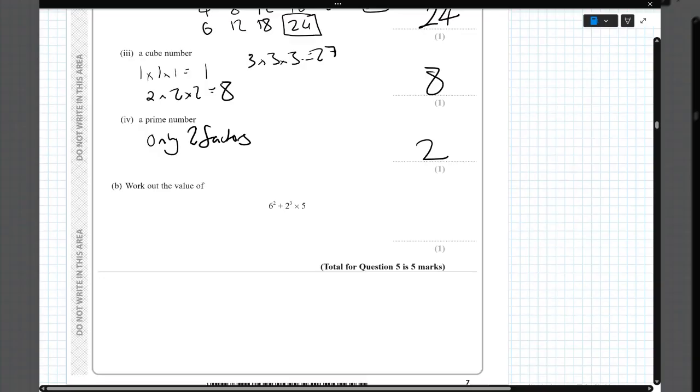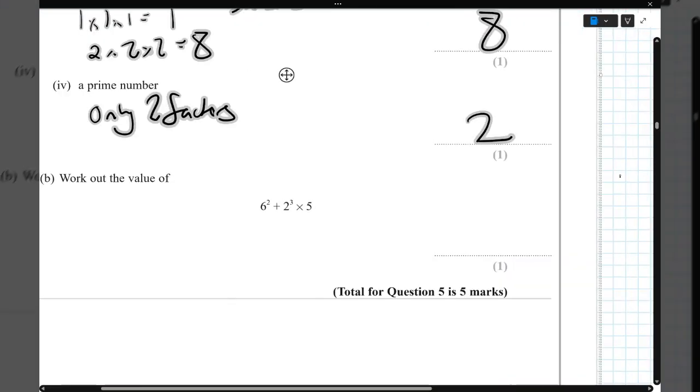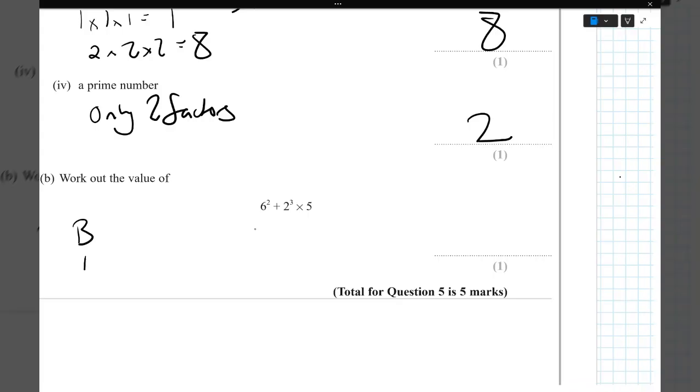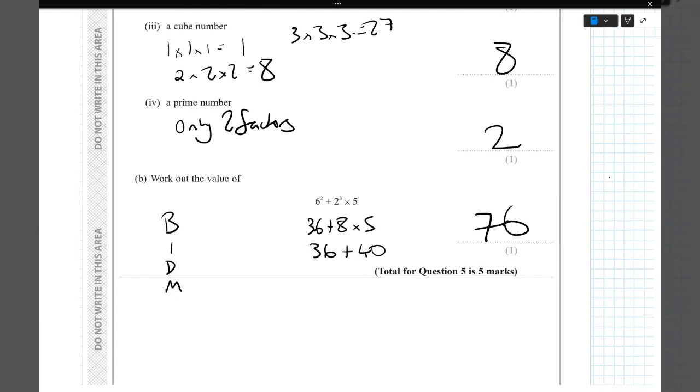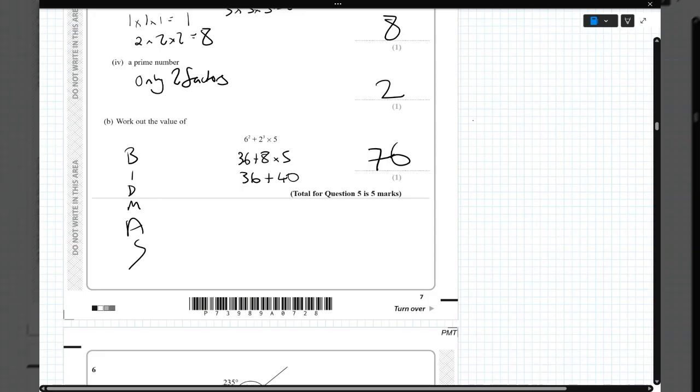Right, this one is BIDMAS or indices. So 6 squared, sorry, BIDMAS. There's no brackets. Indices we've got to do. So that's 36 plus 8 times 5. No divisions. Multiplications are next. 36 plus 40. And then our answer is 76. Of course, A and S: when you get to additions and subtractions, you just go from left to right.